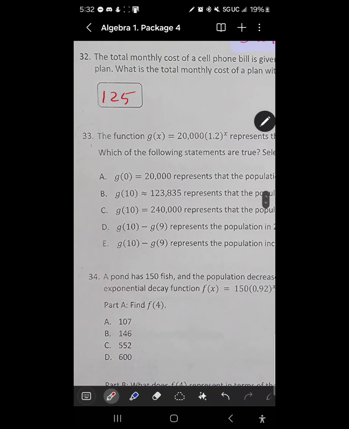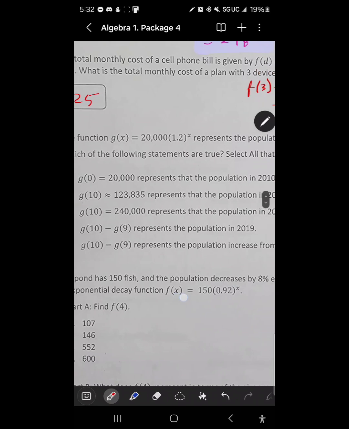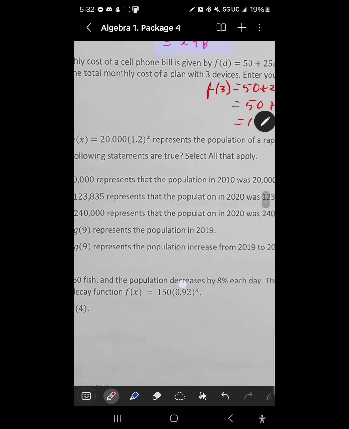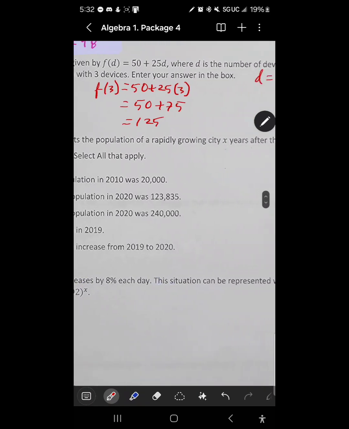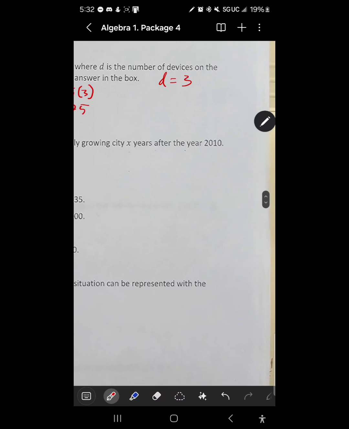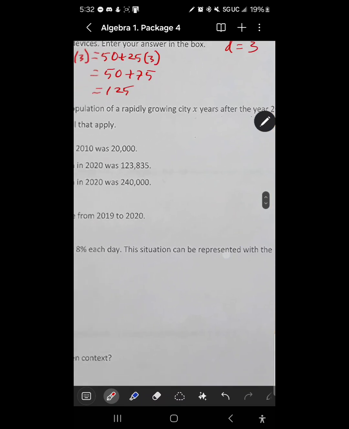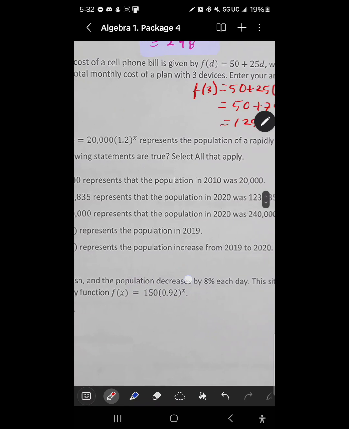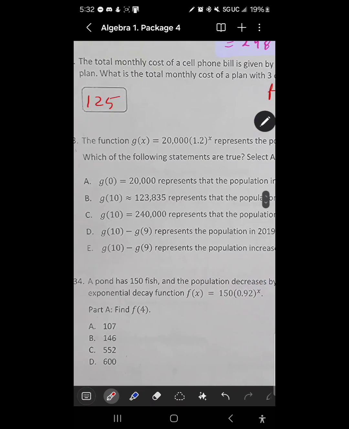Now let's see 33. The function g(x) equal to 20,000 times 1.2 to the x represents the population of a rapidly growing city x years after the year 2010. Which of the following statements are true? So let's select all that apply.